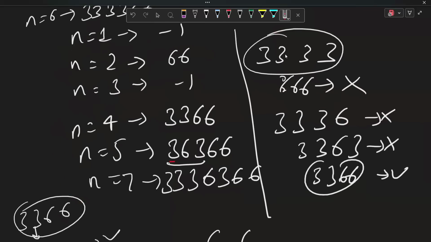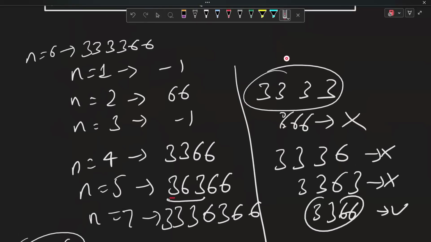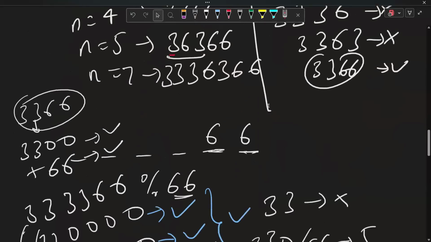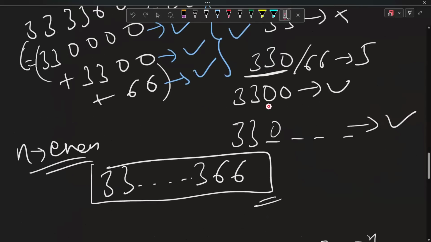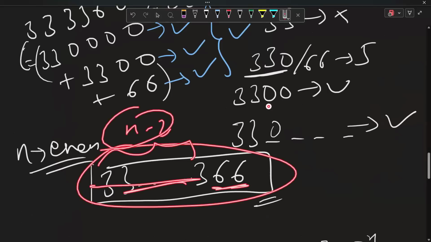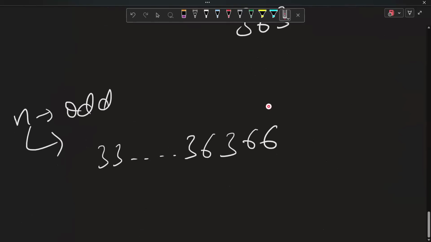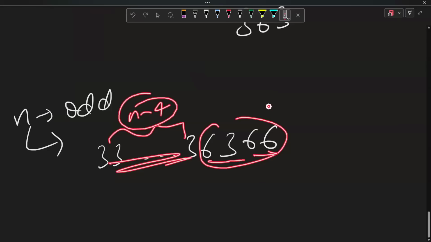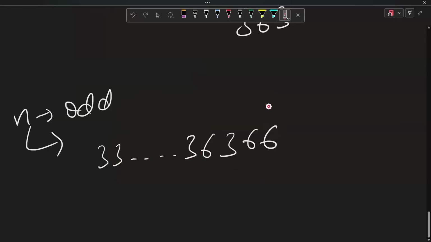So finally, what I would do is check if n is 1 or 3, and print -1. Otherwise, if n is even, print this pattern: n minus 2 times 3 and 66. If n is odd, then print this pattern: the last 4 digits are 6366, and before that we have n minus 4 times 3. So this is what we need to do.